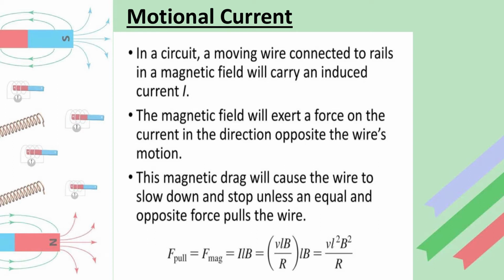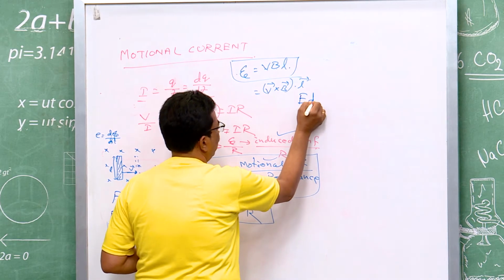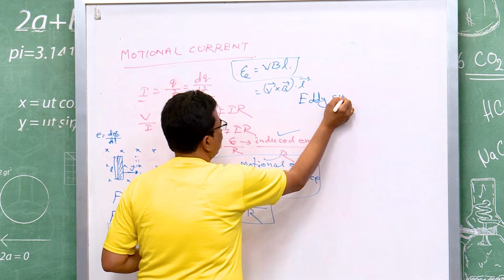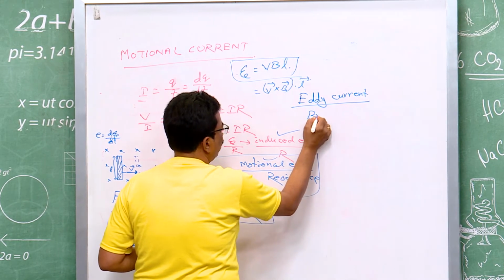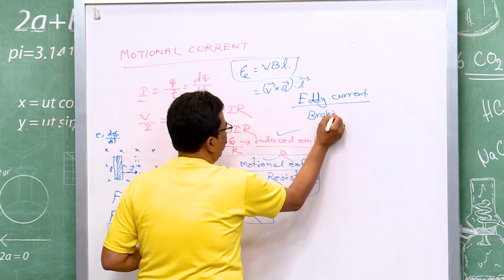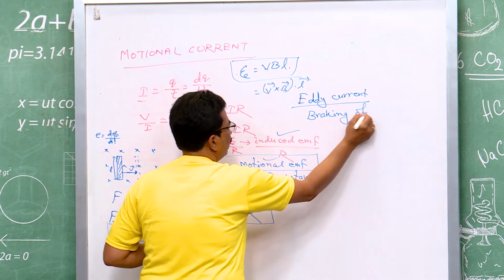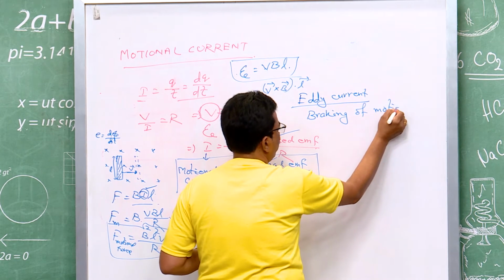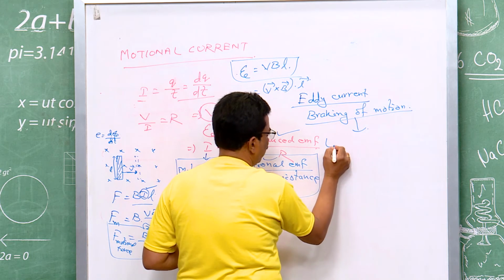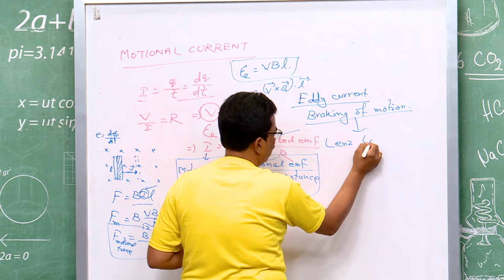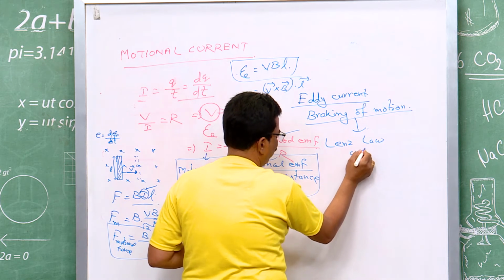So, this motional force will lead to the development of another current which is known as eddy current. This eddy current is developed due to the braking of the motion. This braking of the motion will lead to Lenz's law and Faraday's law.